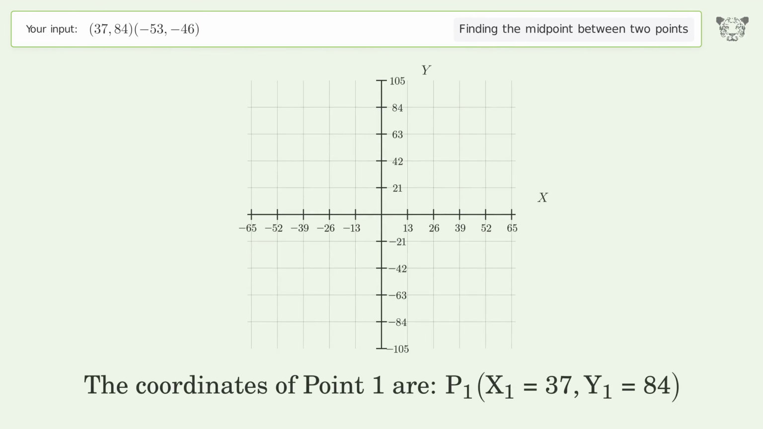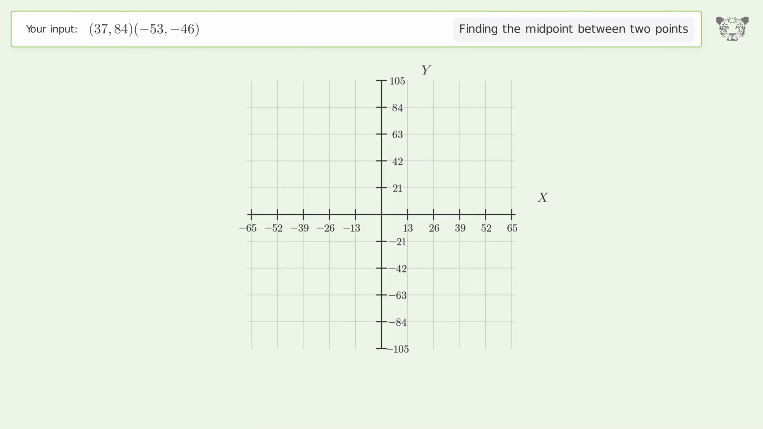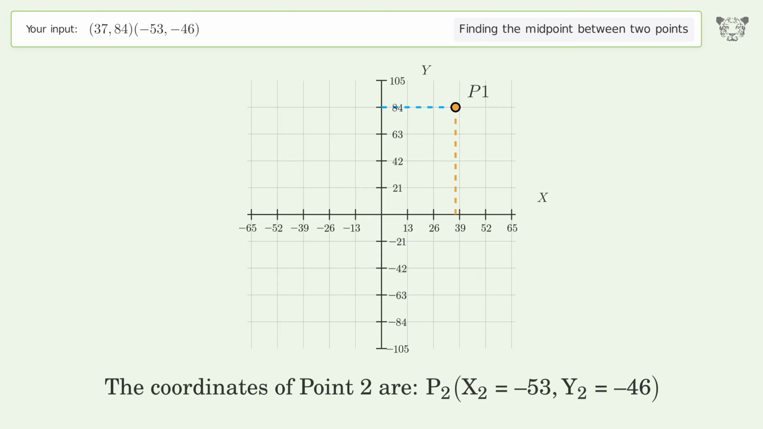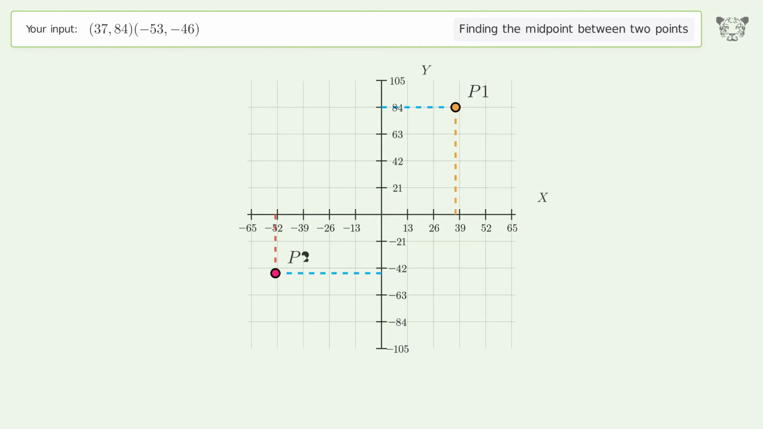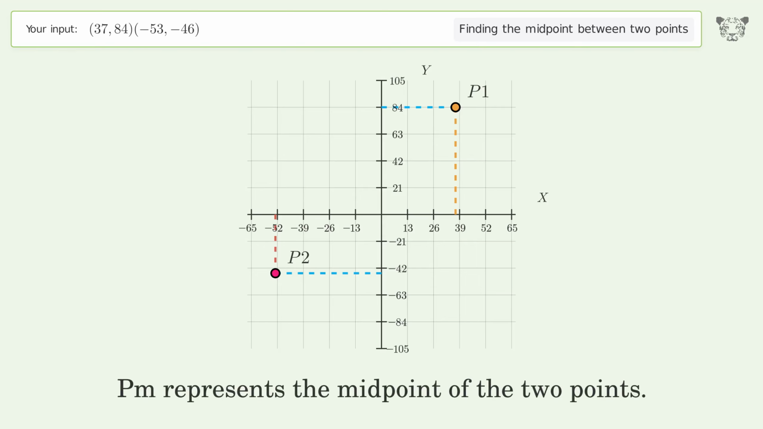The coordinates of point 1 are x1 equals 37, y1 equals 84. The coordinates of point 2 are x2 equals -53, y2 equals -46. PM represents the midpoint of the 2 points.